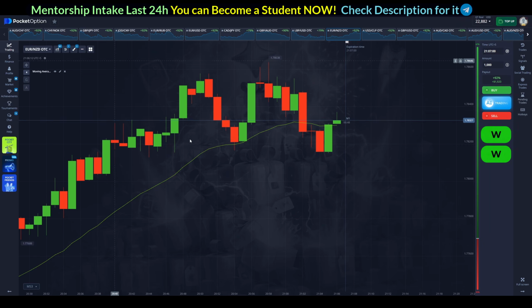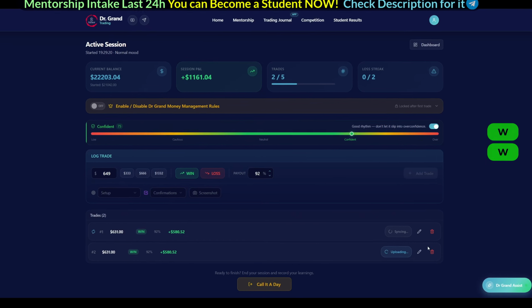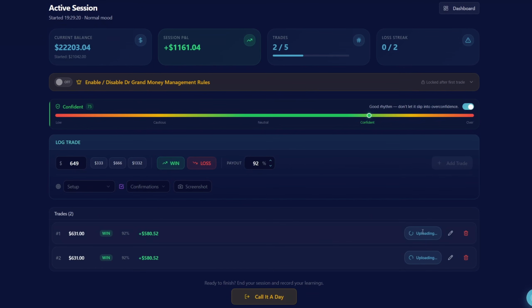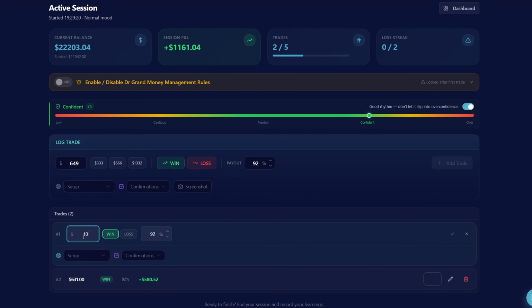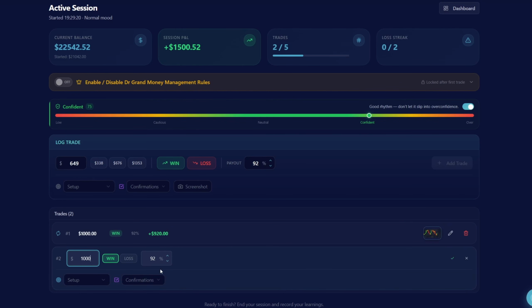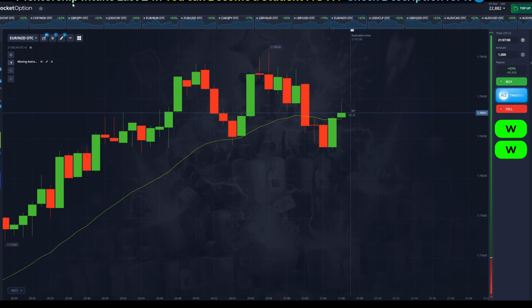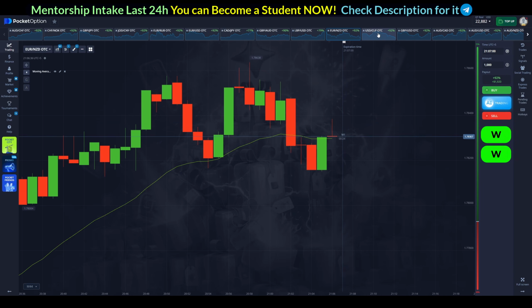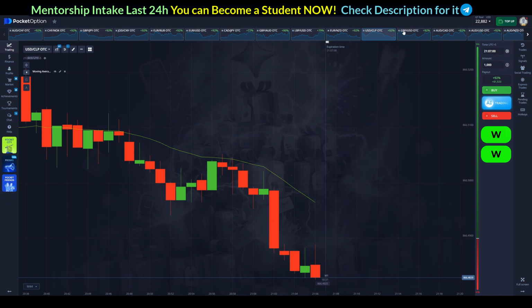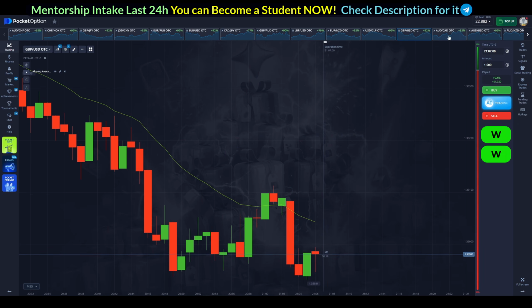Just like that. Oh, I forgot to change the amount. Sorry. This journal automatically counts and suggests you that 3% of your account, but I go with 6% almost. That's why I need to change it every time.